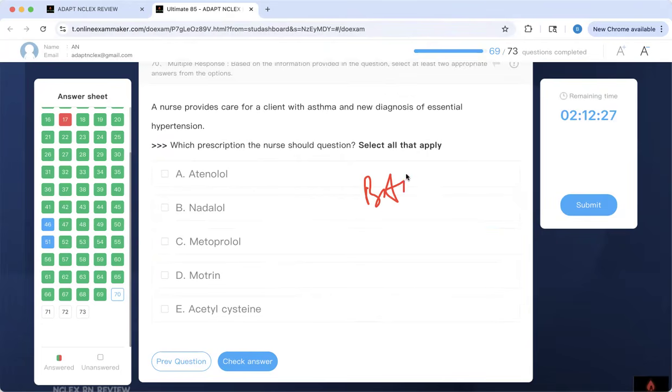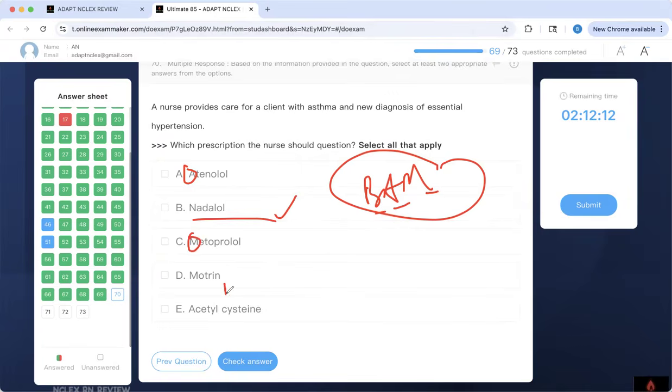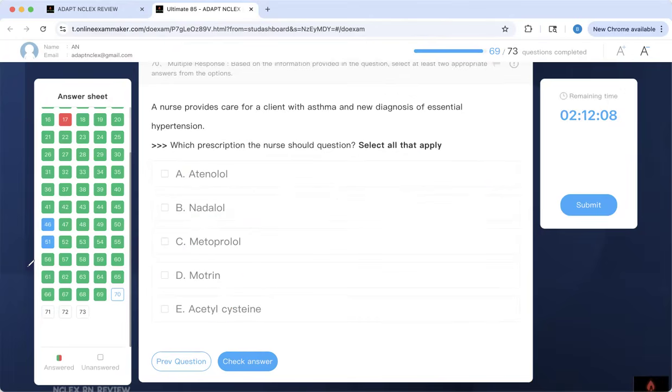Don't forget this. BAM. Bisoprolol, Atenolol, Metoprolol are safe with asthma because they are selective beta blockers. So Atenolol is fine, Metoprolol is fine, but Nadolol is not. Motrin causes polyps, acetylcysteine causes bronchospasm. Those are bad problems. Asthma patients should not take them.